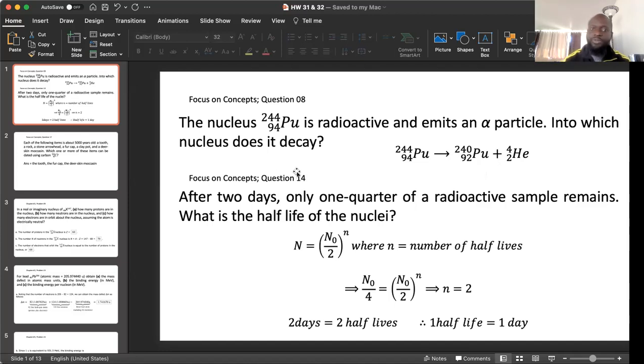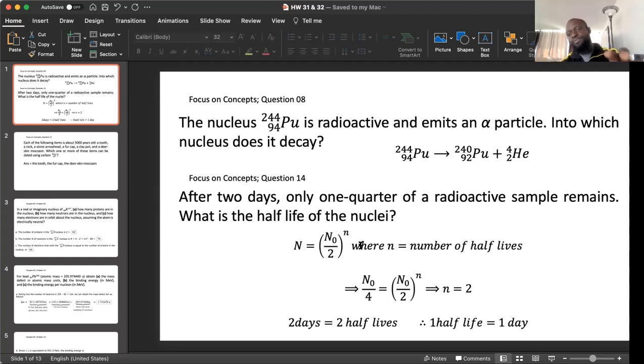Focus on concept question 14 says, after 2 days, only 1/4 of a radioactive sample remains. What is the half-life of the nuclei? So there are 2 ways to approach this problem. The first approach is to use the relationship for the number of radioactive nuclei left compared to the initial N0. So N at any time equals N0 over 2 to the power n, where n is the number of half-lives. So this is the simple way.